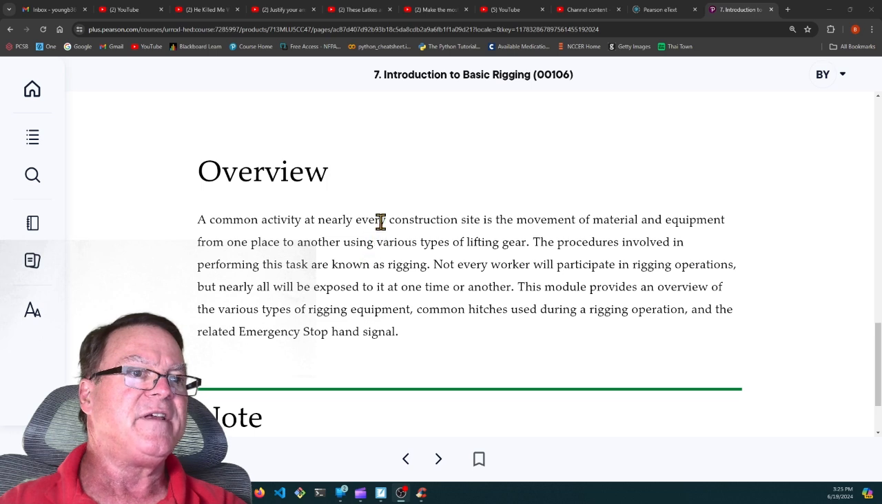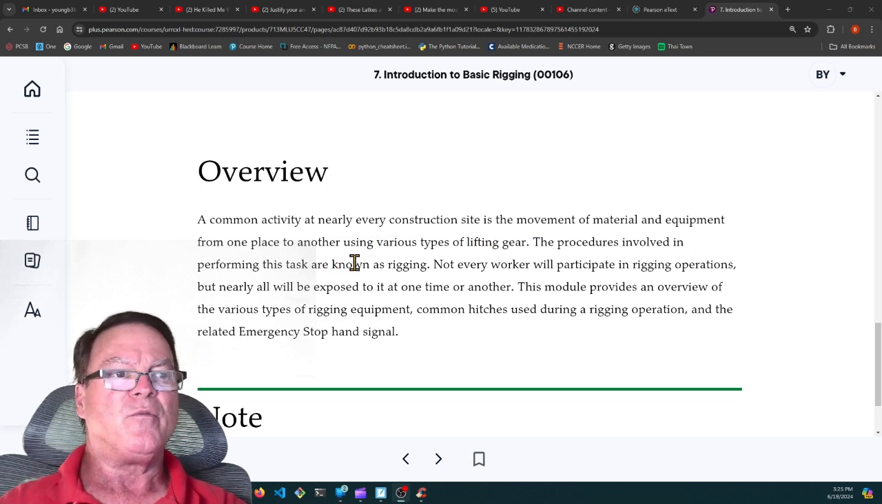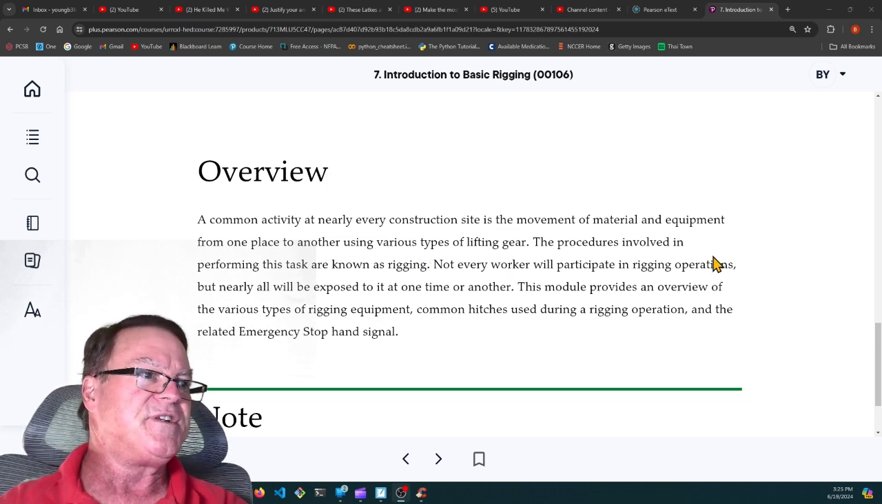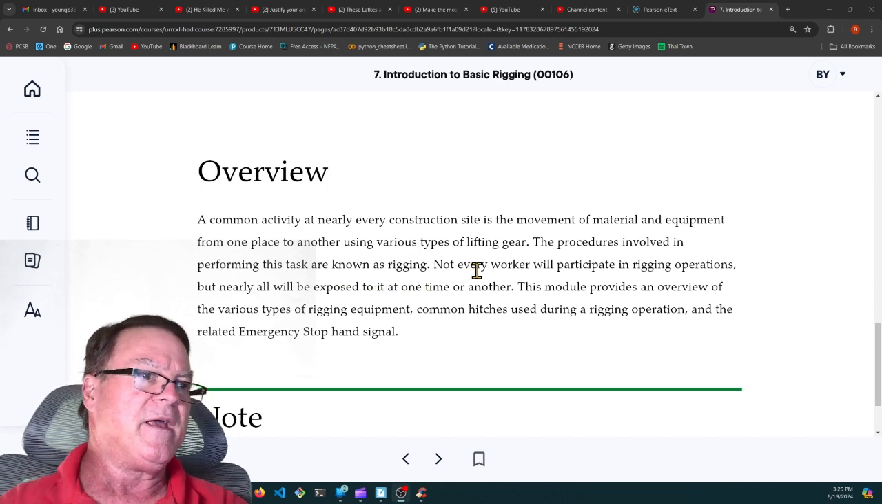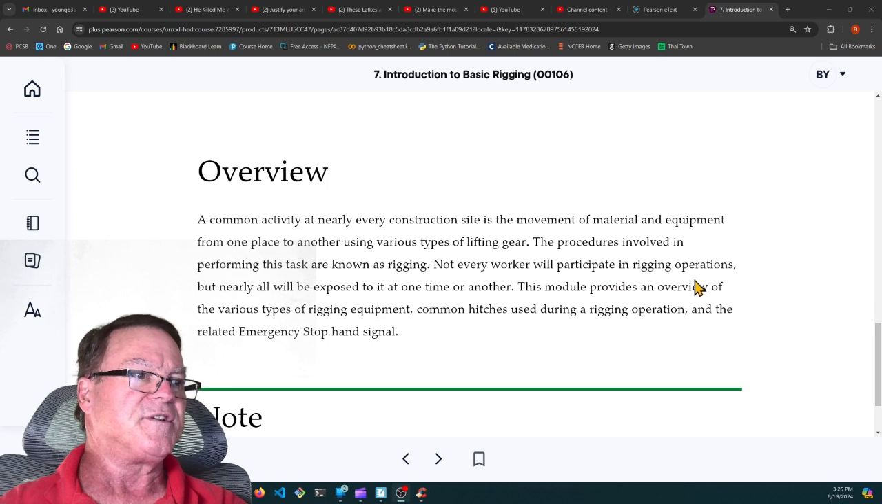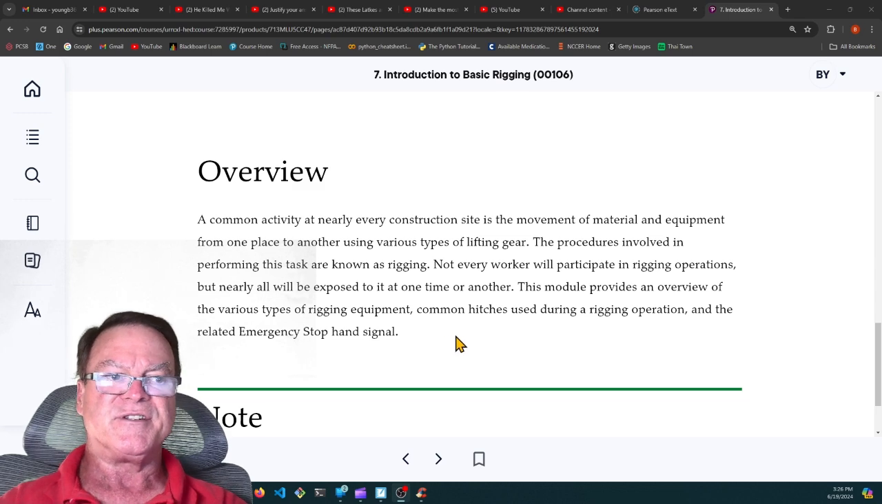Overview: a common activity at nearly every construction site is the movement of material and equipment from one place to another using various types of lifting gear. The procedures involved in performing this task are known as rigging. Not every worker will participate in rigging operations, but nearly all will be exposed to it at one time or another. This module provides an overview of the various types of rigging equipment, common hitches used during a rigging operation, and the related emergency stop hand signal.